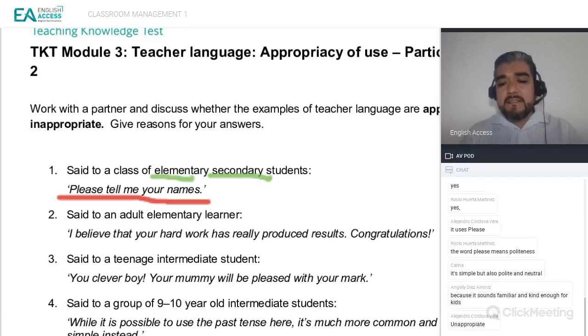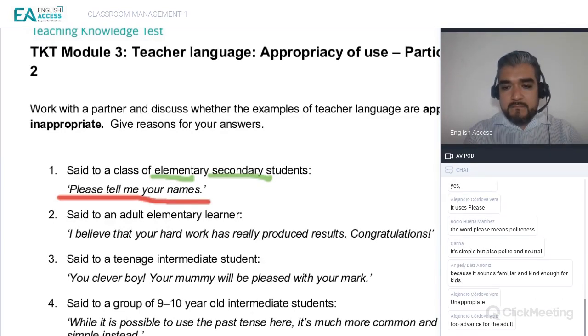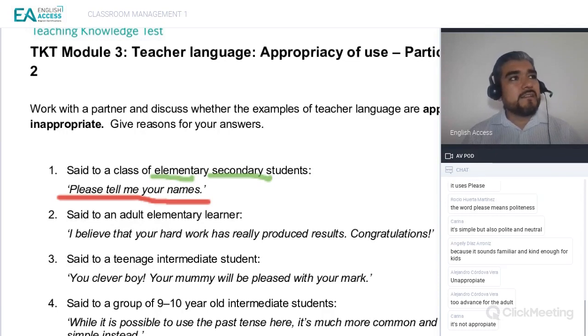Alejandro says inappropriate, to advance. I don't know if you can say inappropriate. You say inappropriate, but I don't think inappropriate is correct. It's not appropriate. Better.